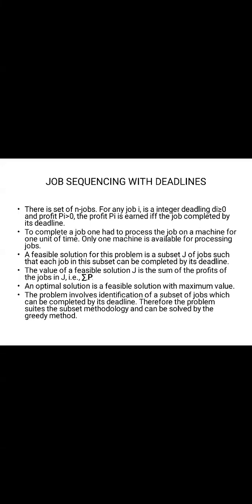A feasible solution for this problem is a subset J of jobs such that each job in this subset can be completed by its deadline. The value of a feasible solution J is the sum of the profits of the jobs in J, that is, the summation of p. An optimal solution is a feasible solution with maximum value. The problem involves identification of a subset of jobs which can be completed by their deadlines. Therefore, the problem suits the subset methodology and can be solved by the greedy method.